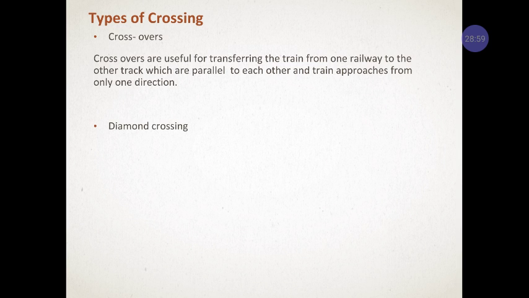Next is diamond shape. Two tracks crossing each other at an angle, making a diamond crossing.